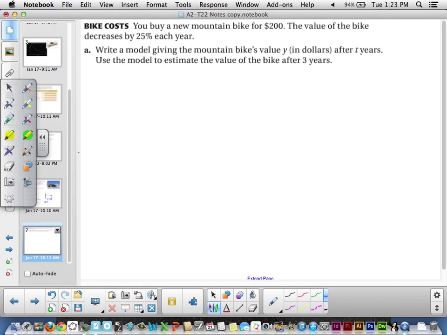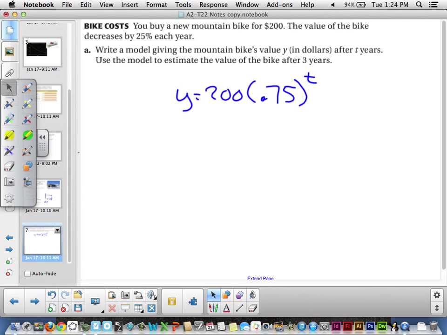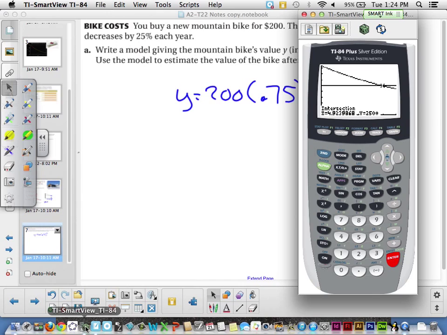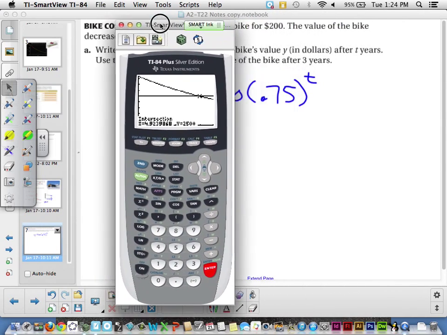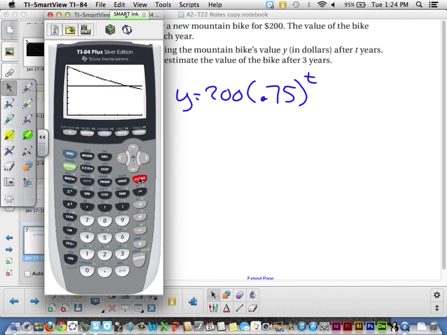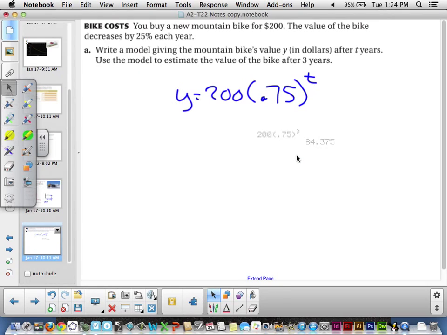Well, my model would be y equals my initial value, 200, times 1 minus 25%. If I'm losing 25%, I'm keeping 75% each year. Doing that for 3 years, I'm going to plug 3 into that equation. $200 times 0.75 to the third power, $84.37 is the value of that mountain bike.